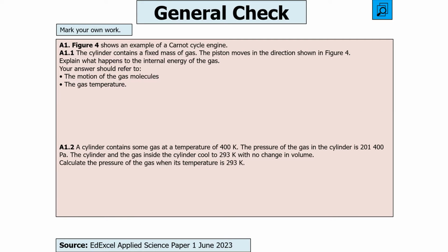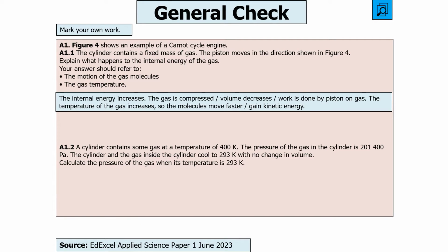Right, we know that the internal energy of the gas will increase. Why is that? Well, the gas is being compressed, so therefore work must be being done onto the gas. So therefore energy is being placed into the gas. This will cause the temperature to increase because in theory there's no potential energy in the gas, and therefore the molecules will have a high kinetic energy.